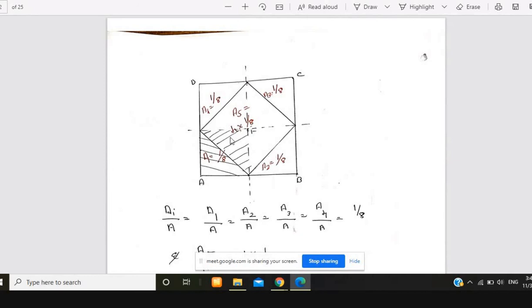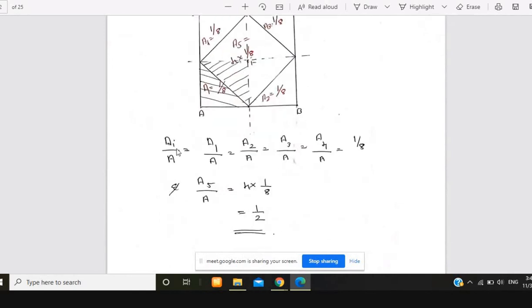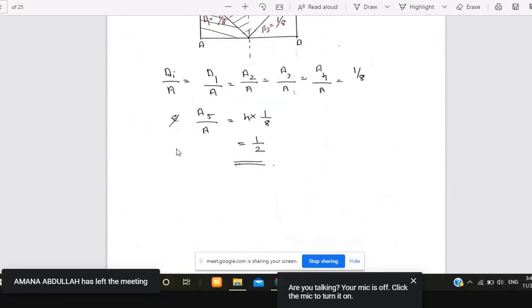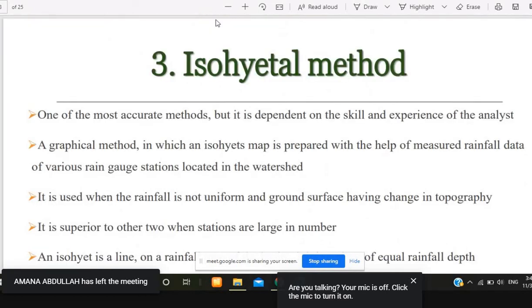So we need not calculate that area. If you know how to find out this weightage factor, by applying that weightage factor in the equation, we can easily find out the value of the mean precipitation. Okay, such tricky factors, just note them down. So for you it will be easy to calculate. Very little time is required to do the problems. Okay, so the Thiessen polygon method is completed. Next is the isohyetal method.